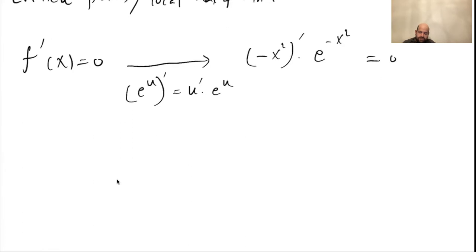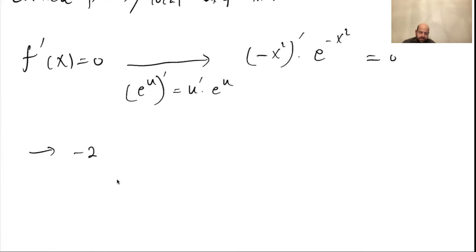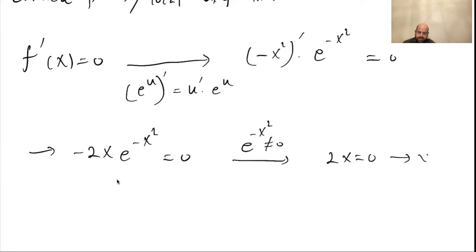So that equals 0. So that gives minus 2x e to the power minus x squared equals 0. Again, e to the power minus x squared is always non-zero. So that means 2x has to be 0, and that gives x equals 0. So x equals 0 is our critical point.